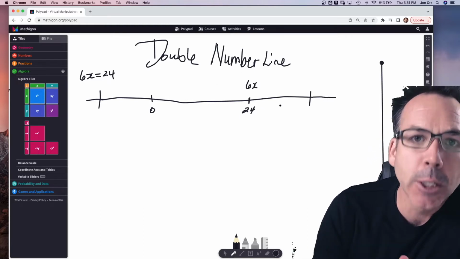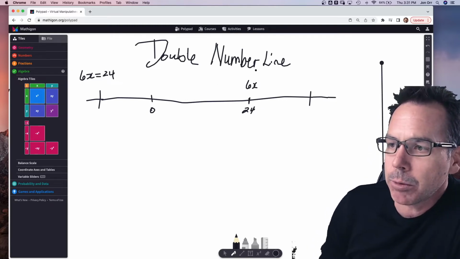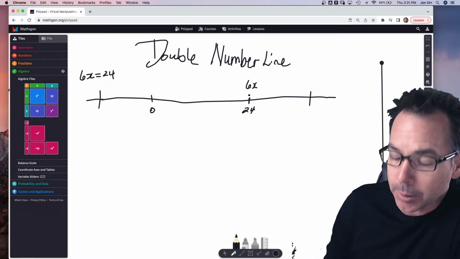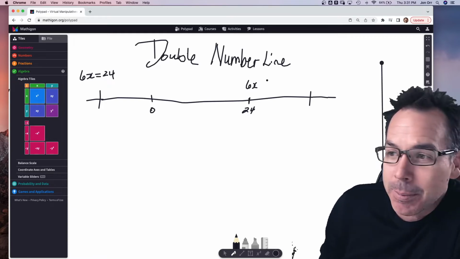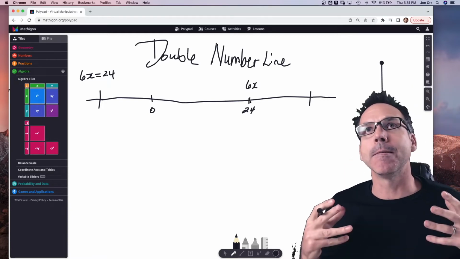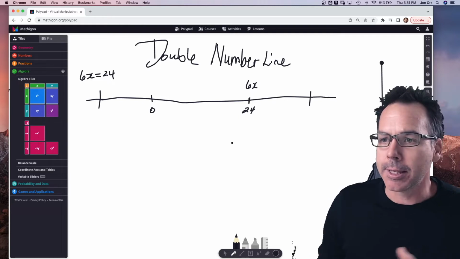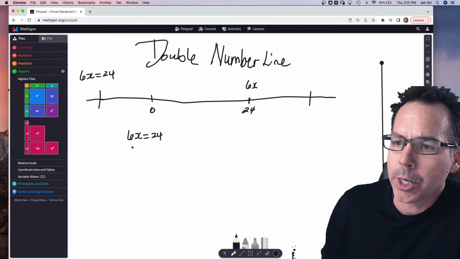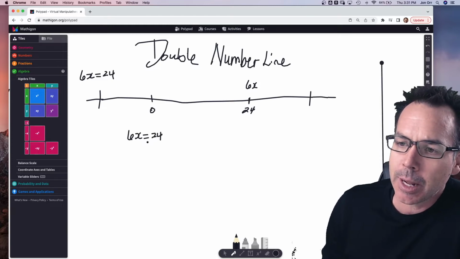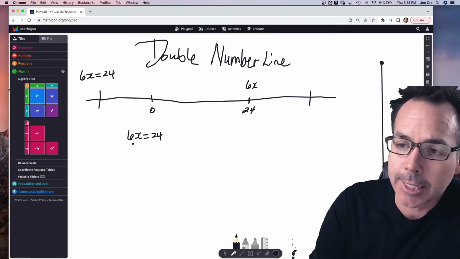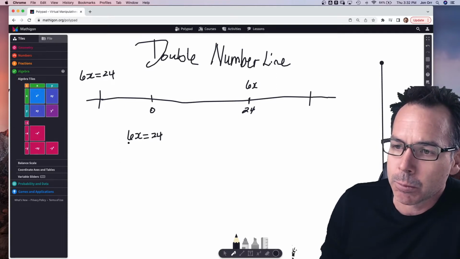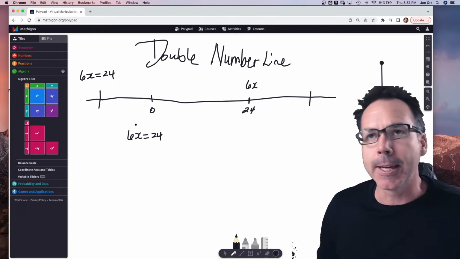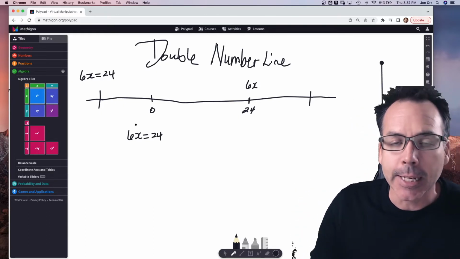Now, here's where the fluency comes in with the double number line: we don't want to just train our students to see this on the double number line and take 24 and divide by 6. That is no different than going back and saying, oh, it's a one-step equation, what do you do? We're going to do the opposite operation, which is a valid technique. It is the rule of why this all works, but dividing both sides by 6. I just don't want to get into that. I want my students to become fluent, not just memorize.